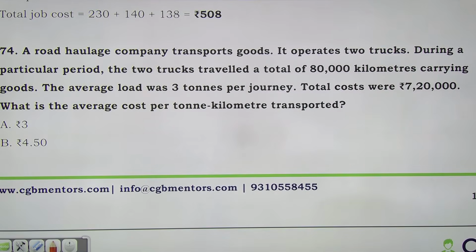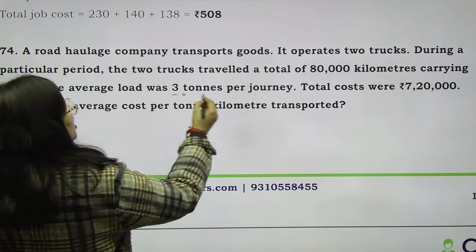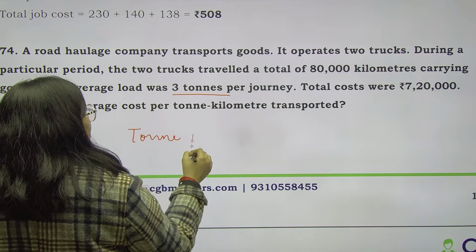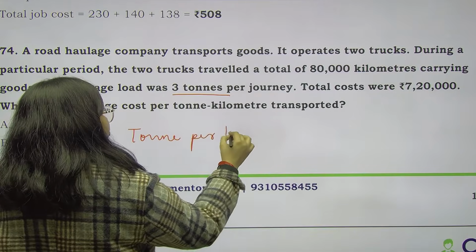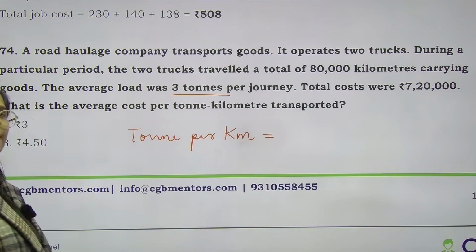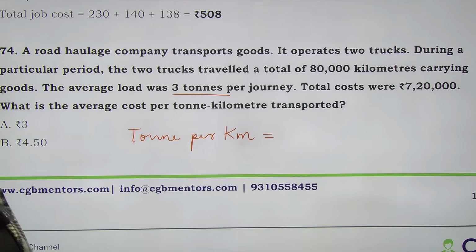So a road haulage company transports goods. It operates 2 trucks during a particular period. The 2 trucks have travelled a total of 80,000 kilometers carrying the goods. The average load was 3 tons. So ideally, for a transportation entity, I have to find out the composite cost per unit. This is my composite unit.